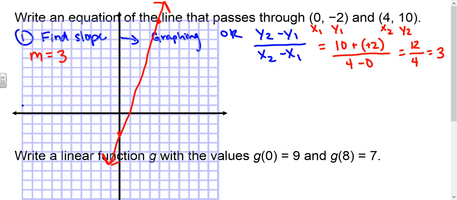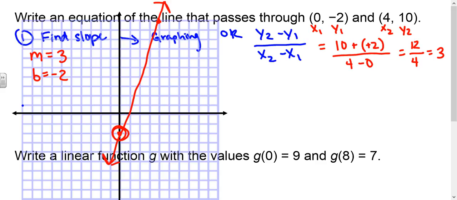And then I need to know my y-intercept. Well, we got kind of lucky this time, and one of our points that we were given is actually our y-intercept. So if you look at your y-axis, your y-intercept is this point right here. It's on the y-axis. It's -2. So b equals -2. Okay, but let's say that we didn't graph this, and so we didn't recognize that yet.